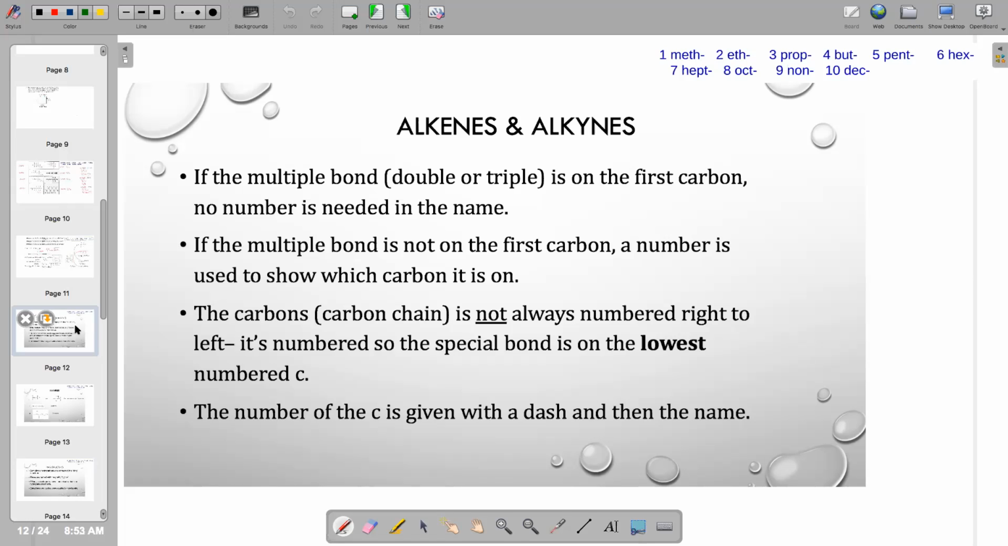If the double bond or triple bond is on the first carbon, then there's no number needed in the name. What that means is, for instance, if you have propene, that's 3 carbons, so I can have my 3 carbons. Actually, I can't use prop. I've got to use but-. Doesn't make sense to start with there. Butene.